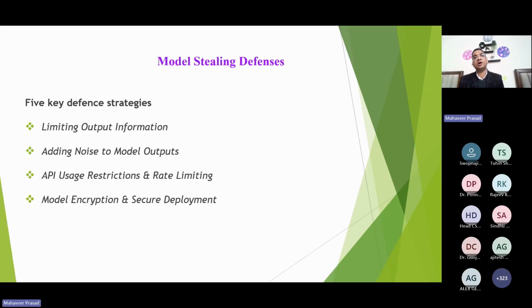Now coming to model stealing defenses. These are the defense strategies by which we can prevent this kind of attack: limiting output information, adding noise to model output, API usage restrictions and rate limiting, model encryption, and secure deployment.